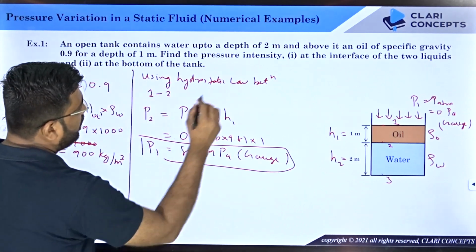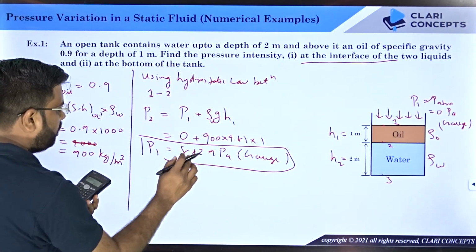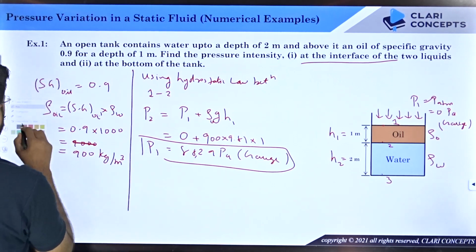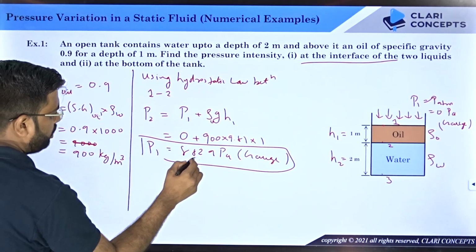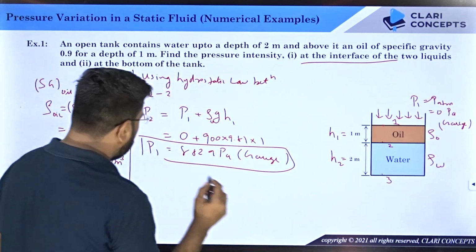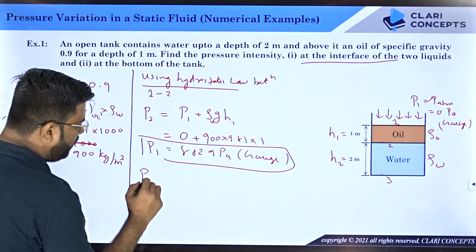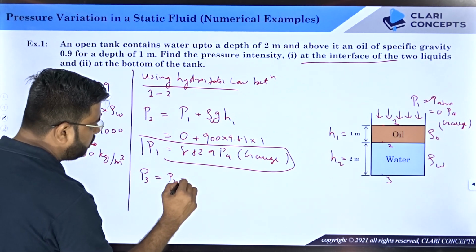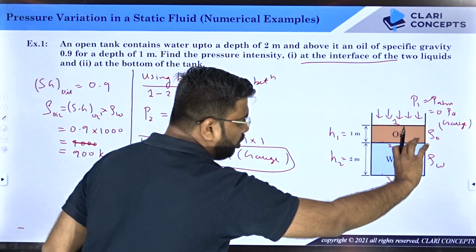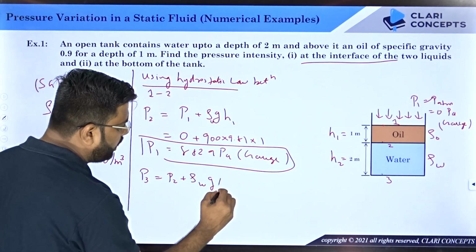So pressure at the interface of two liquids will be 8,829 Pascal gauge, right? All right, now let us talk about the pressure at point number 3. So again I will use the hydrostatic law between point 2 and 3. I will say that P3 equals P2 plus rho g h, where now rho will be rho of water because water is filled between point 2 and 3. So rho of water, g and H2.